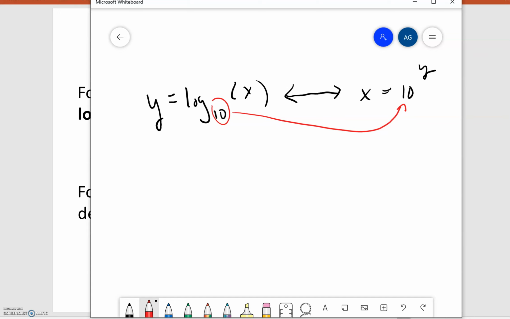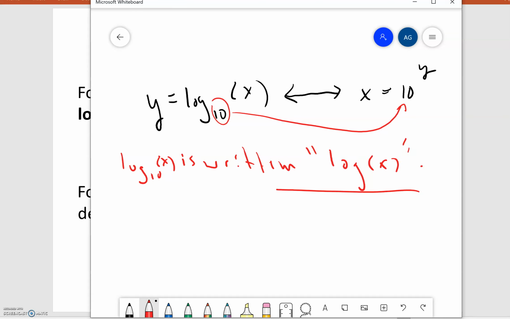Okay. So this is actually usually written, so log base 10 is written just plain old log. I guess I put a variable in there. Log base 10 of x is written just log of x. Okay. And that's called the common log. So this conversion is a good way to understand a logarithm. Because sometimes it's kind of hard to understand what this is saying.